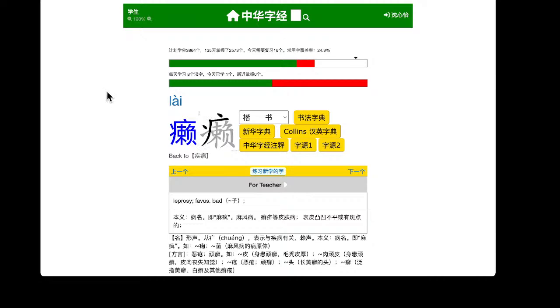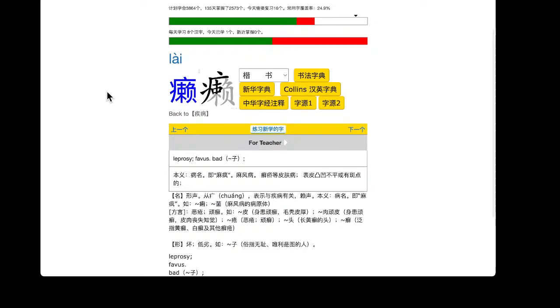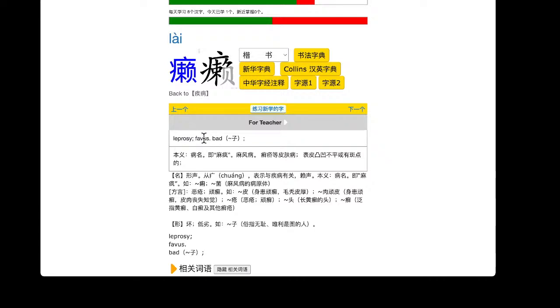Lai. Lai refers to leprosy, or how's this even pronounced? Favus. Which is another skin disease caused by a fungal infection, typically on the scalp. And leprosy isn't just a skin disease. It also affects nerves, which is what makes it so bad. But anyhow, these diseases are called Lai.